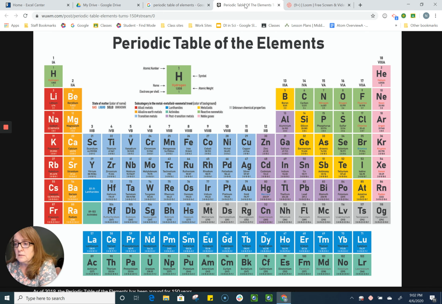And in this video here, I have a colored version of the periodic table of the elements. And if you need to use this for some of the work, you can always pull the video up and you'll have one there with you. Each one of these squares represents one element.